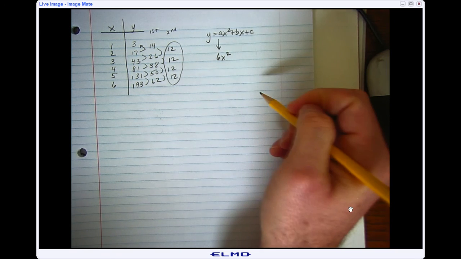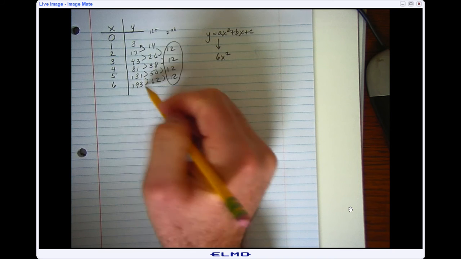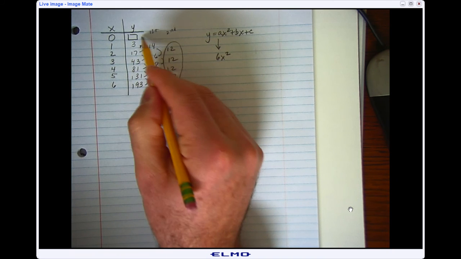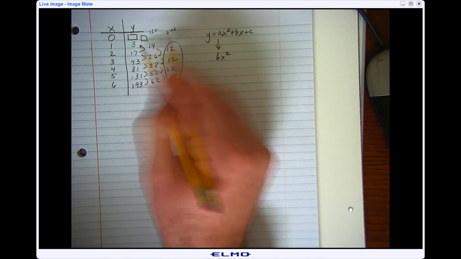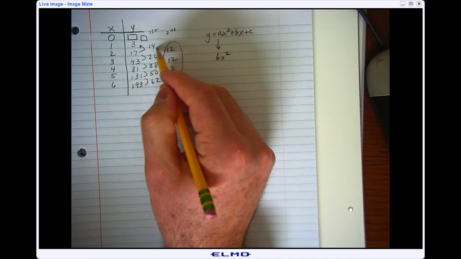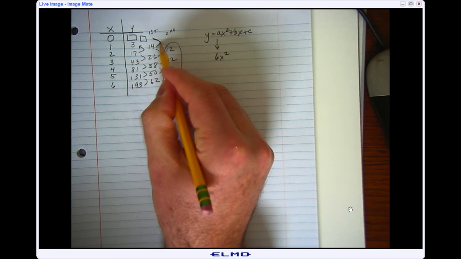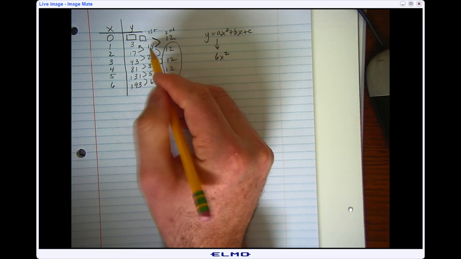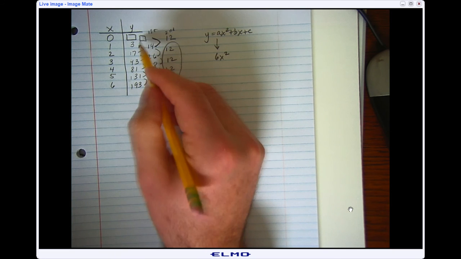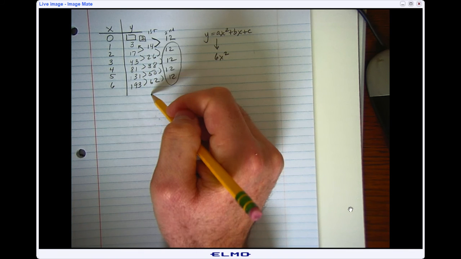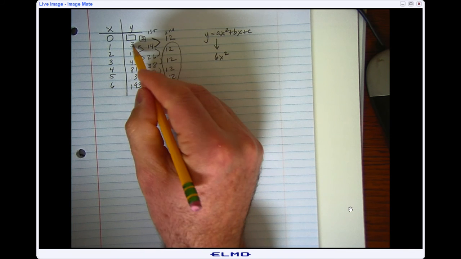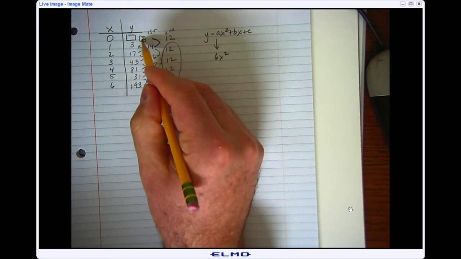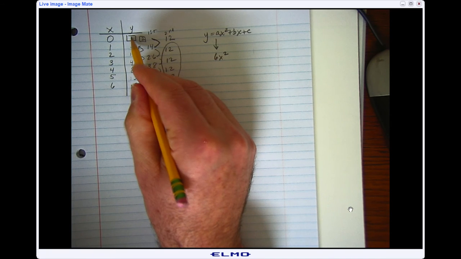Now to figure out our c value, we're going to have to go back to 0, and we're just going to follow this pattern of what are the missing numbers here. When I subtract these two numbers from each other, I need to get 12. So 14 minus what is 12? Well, that would have to be 2. And then when I subtract these two numbers, I have to get 2. So 3 minus 1 would give me 2.